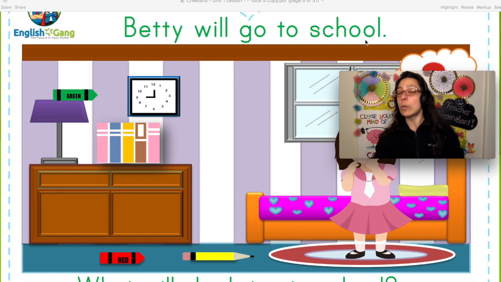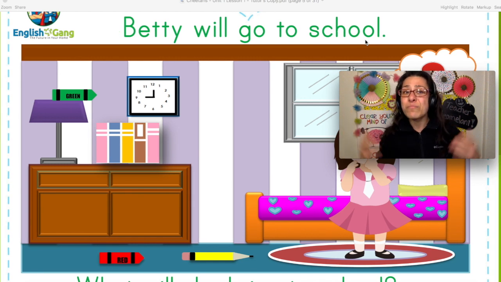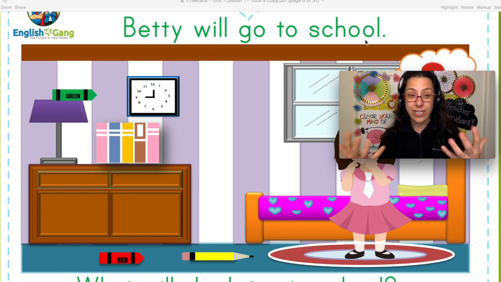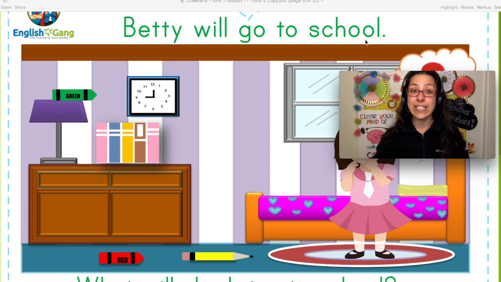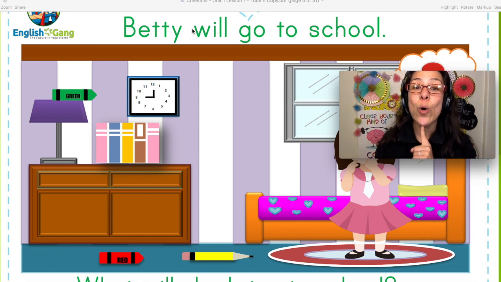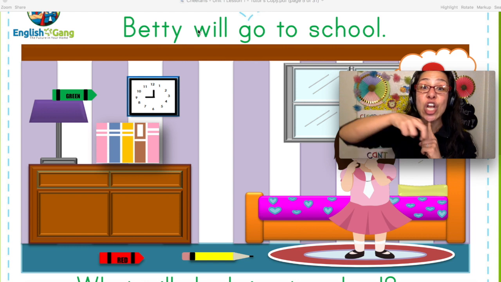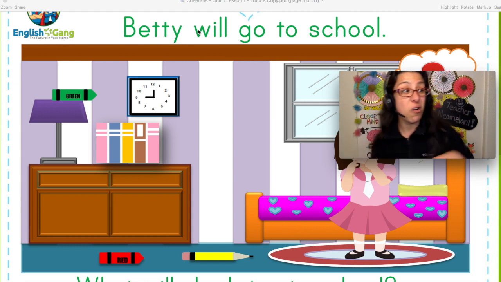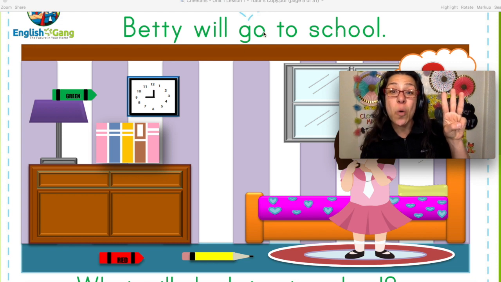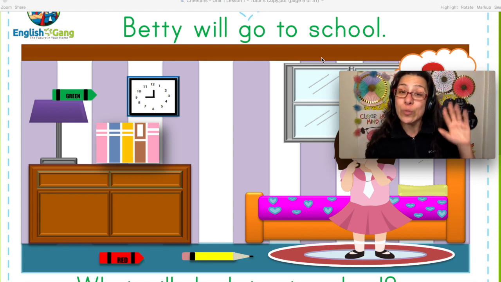Betty will go to school. Let's say the student may need a little bit more assistance, and they may need you to show them and to demonstrate how to read the sentence. I will say, "Betty," again pointing, so it directs their attention to my mouth area. "Betty will go to school." Or I will say, "Betty will go to school."